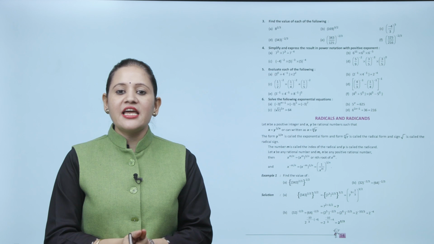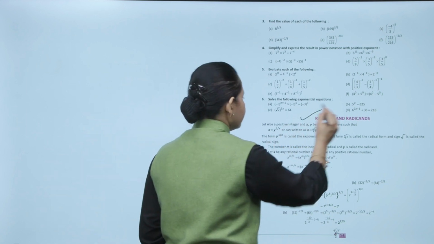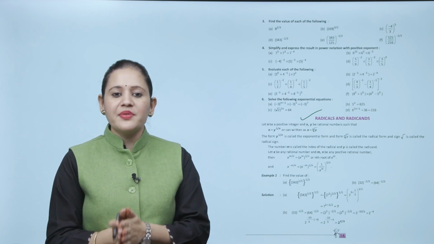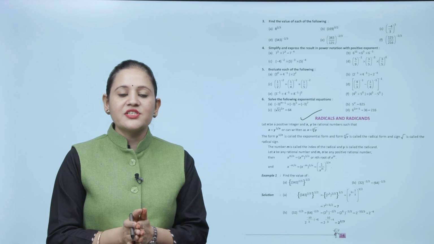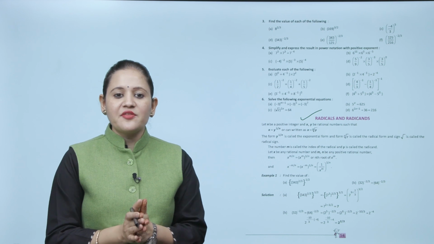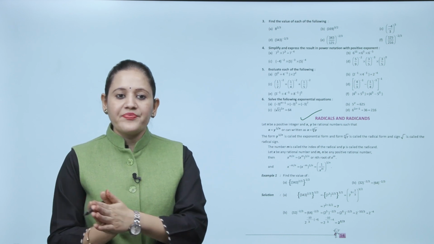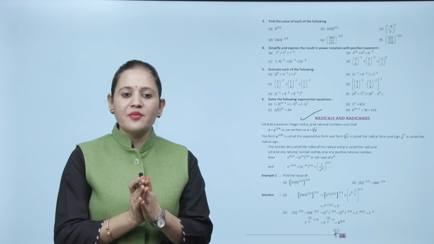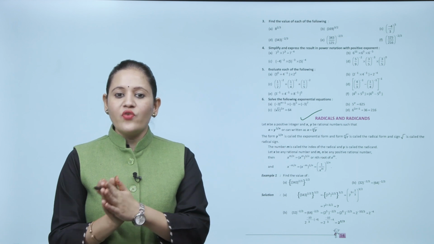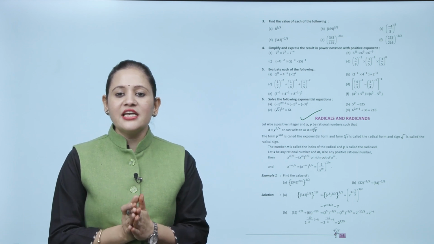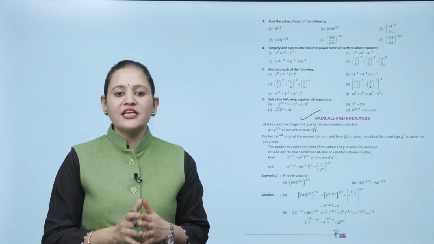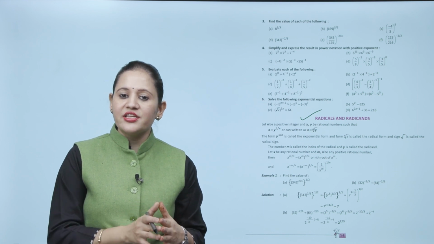Next is radicals and radicands. Let n be a positive integer and x and y be rational numbers such that x equals y to the power 1 upon n, or can be written as x equals nth root of y. Here y to the power 1 upon n is called the exponential form and nth root of y is called the radical form, and the root sign is called the radical sign. The number n is called the index of the radical and y is called the radicand.